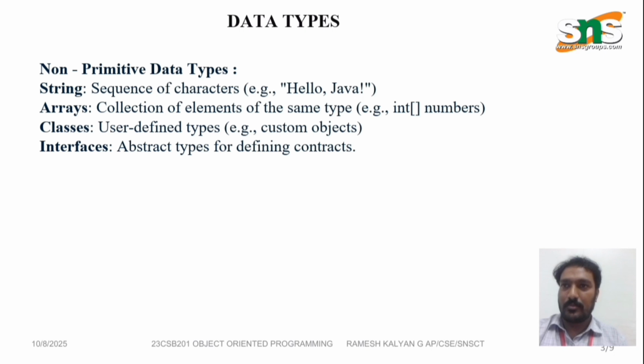Next one is non-primitive data types. This mainly has four types: strings, arrays, classes, and interfaces. Strings are sequences of characters, for example a combination of one or more characters, like "hello Java". Arrays are collections of elements of the same type. We will be seeing them in the next examples. Classes are the main concept used in Java. These are user-defined types, for example custom objects, that is, classes are created by the users. Next one is interfaces. These are abstract types used for defining contracts.